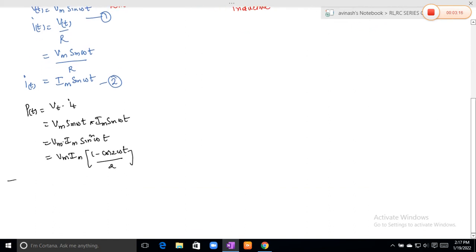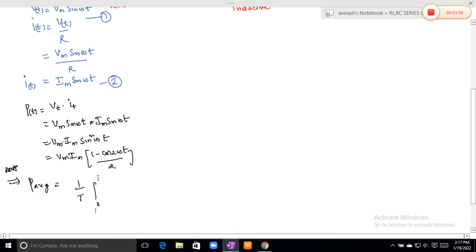Then what is the average power? Remember this formula, very important. The average formula is 1 upon time period, integral from 0 to time period, of the function f of t dt. To understand this, let me draw the waveforms first.